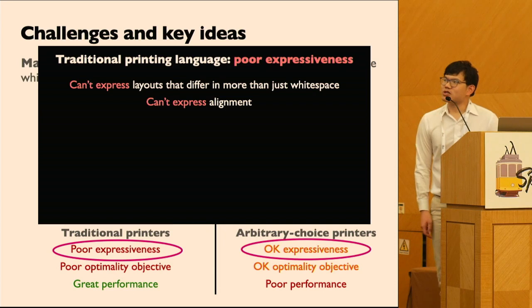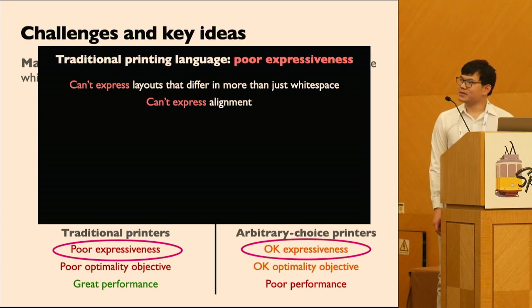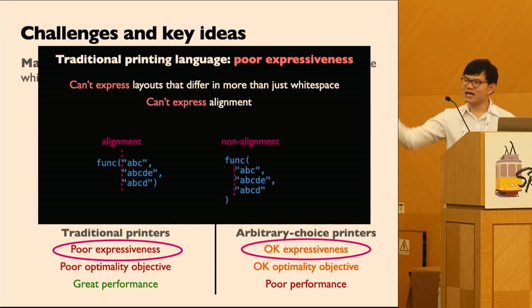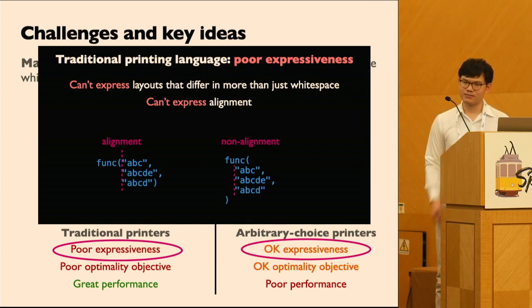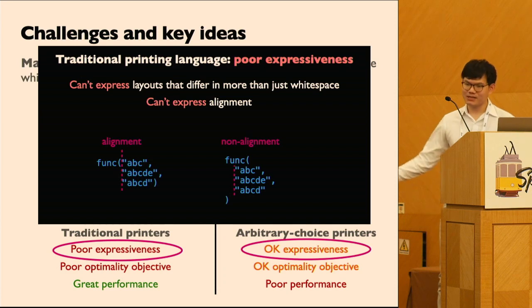The traditional printing language also cannot express alignment. What do we mean by that? Well, it means this kind of thing, where code with alignment has indentation that is sensitive to content in the preceding line. This is in contrast with non-alignment, which is something the traditional printing language can express very well. That is, it indents by a fixed amount of space, like two spaces.